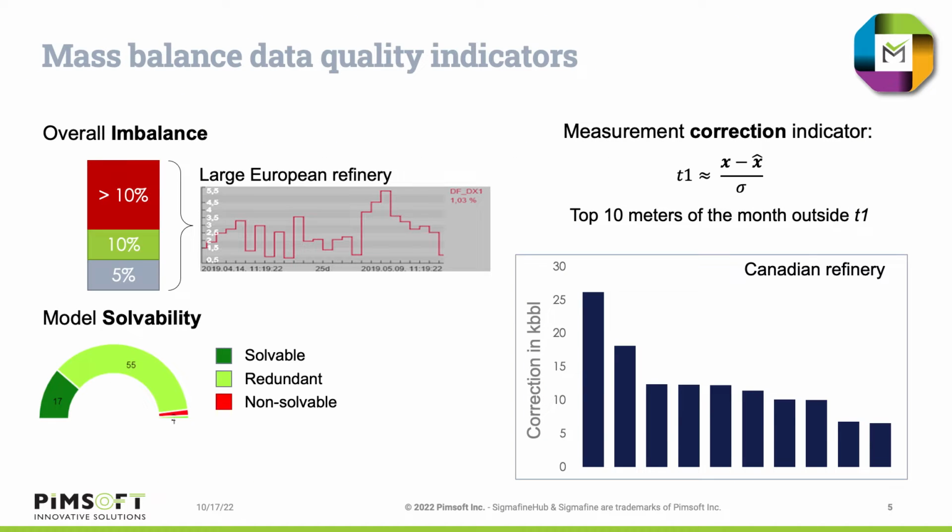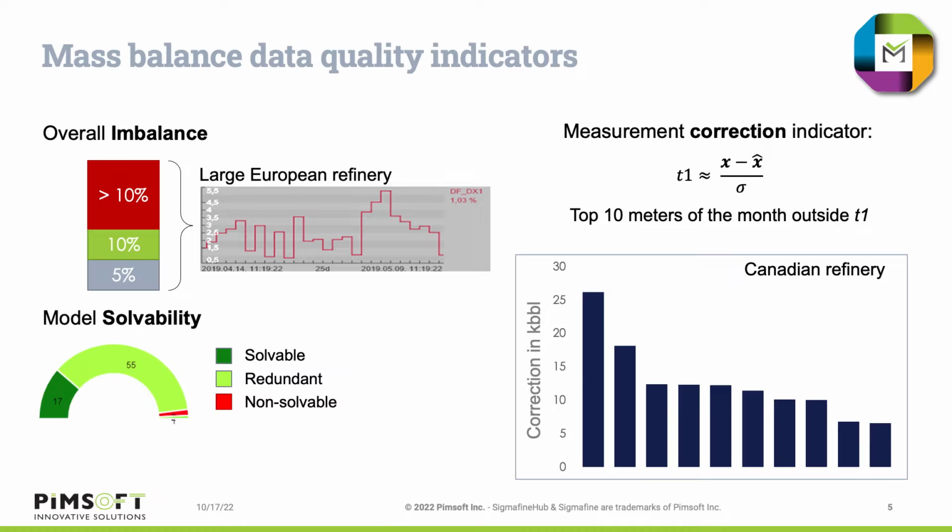In a typical refinery, if we were to measure the overall imbalance, the ideal scenario should be that the overall imbalance is less than 10%. But in refineries around us, we often notice that this imbalance is between the range of 5 to 7%. But using Sigmafine's data reconciliation and material balance models, we can help our users reduce this imbalance further to below 5%.